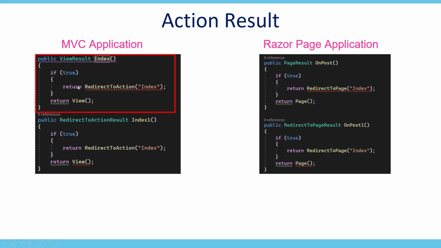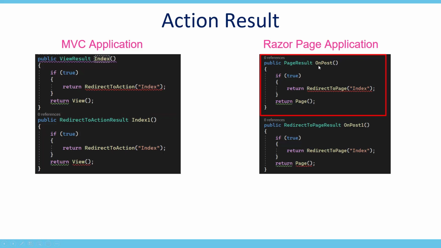Right here in MVC, you can see we are returning inside an if statement. Let's imagine there was some condition here. Based on that, if that condition is true, you want to redirect to action, else you want to return a view. This time you cannot have two different return types. If you use ViewResult here, return view is working, but redirect to action will throw an error. Similarly, if you use RedirectToActionResult, then redirect to action works, but return view will give you an error.